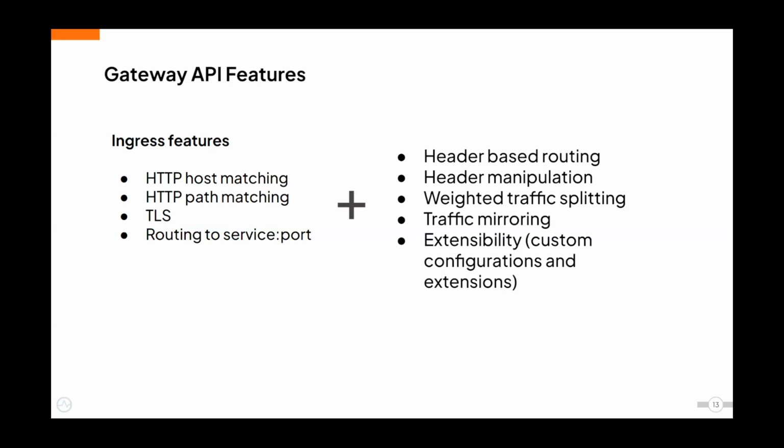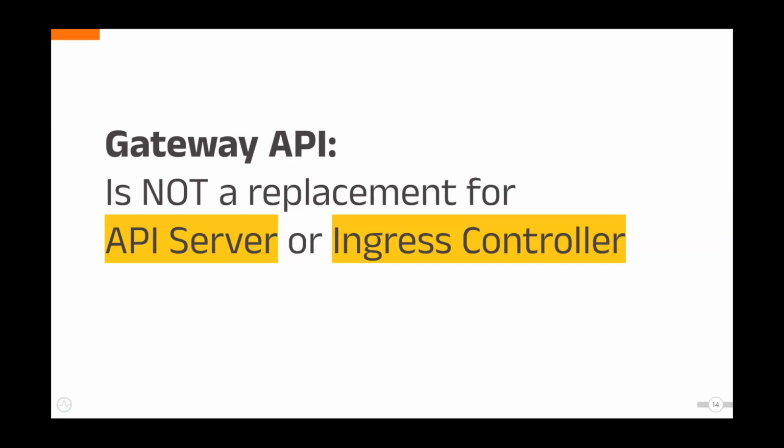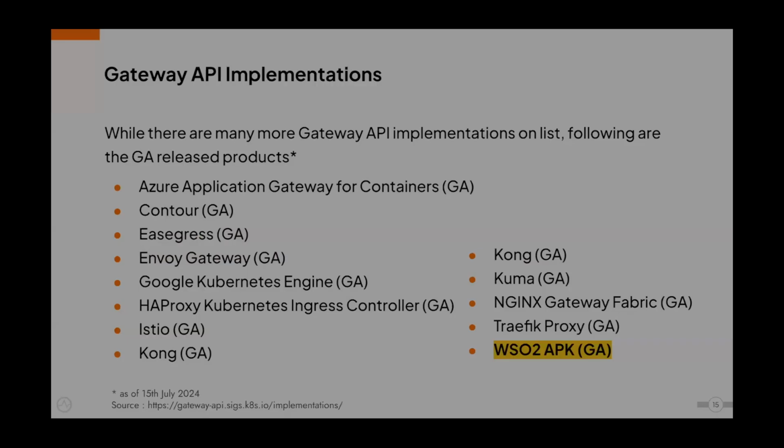There are different implementations. So again, one more thing, it is not a replacement for the API server. You know what the API server is. In Kubernetes, there is a component called the API server, which handles the commands within the Kubernetes control plane. And then the ingress controller is there. Gateway API is not a replacement, right?